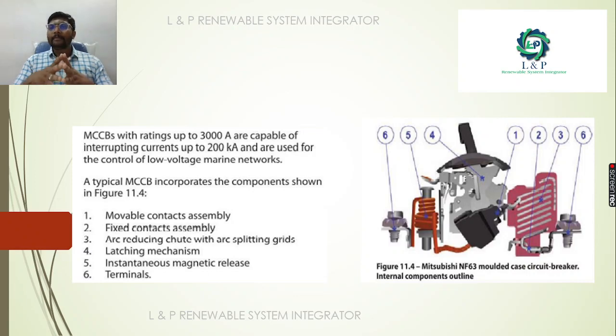Next, where do we use the MCCB? An MCCB, even with a rating of 3000 amps, is capable of interrupting a current of up to 200 kiloamps. These are used for the control of low voltage marine networks. Inside the MCCB, you have a movable contact, a fixed contact, an arc reducing tube with arc splitting grids, a latching mechanism, an instantaneous magnetic release, and finally the terminals.